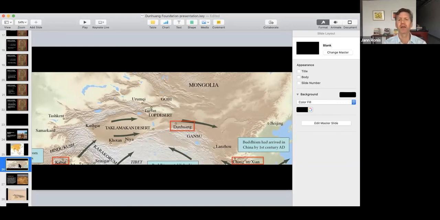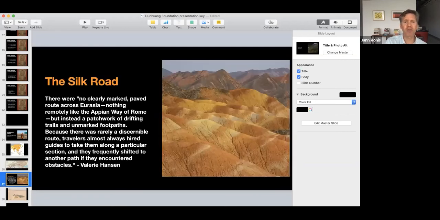All right, so let's talk a little bit more about the Silk Road. Here is a very evocative quote from Valerie Hansen, a major scholar of the Silk Road, who has a new popular book about it. And so the idea of the Silk Road, a singular thing that can easily be identified, maybe even seen from space, that is a mistaken notion. She says that there was no clearly marked paved route across Eurasia. There was nothing remotely like the Appian Way of Rome. But instead, there was a patchwork of drifting trails and unmarked footpaths. I love that. Drifting trails and unmarked footpaths.